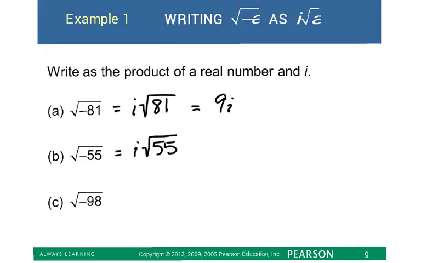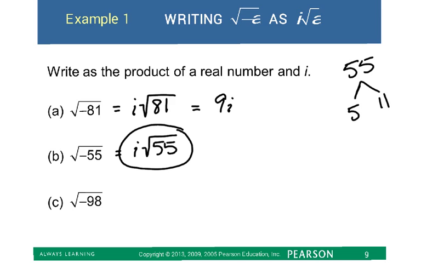Now, the square root of 55, the only factors that 55 actually breaks down into are 5 and 11. Neither of these you can take the square root of. So we're actually just going to leave this as our answer right here.